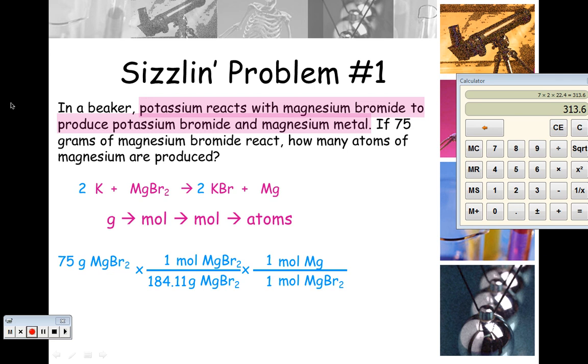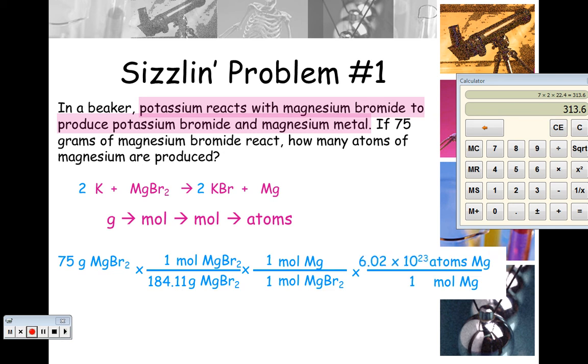Now I'm already on the other side, but am I done here? No, there's one more thing I have to do. I have to take the moles of Mg to what? Atoms. So if that's the case, what do I need at the bottom of this? I get moles of Mg, and at the top I need atoms. Good. When you do the math, you get this: 2.4 times 10 to 23. If you rounded it down or didn't round, that's fine, as long as your answer is correct.